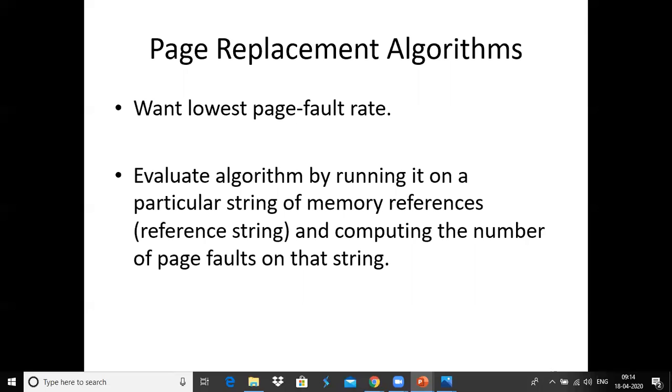So yeah, in page replacement algorithms, we want the lowest page fault rate, and we evaluate an algorithm by running it on a particular string of memory references. Means you will apply it on a particular string of pages or memory references and compute the number of page faults on that string. You will provide a reference string and then compute how many page faults occur on that string. That is the whole scenario.